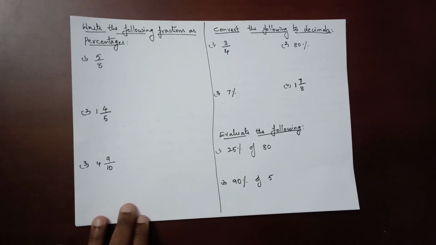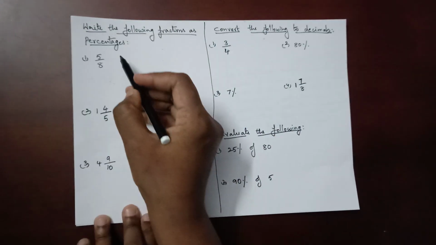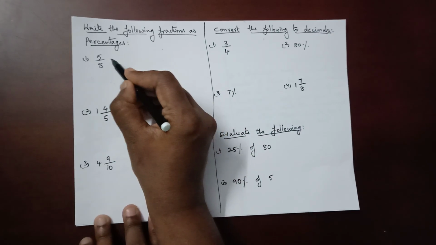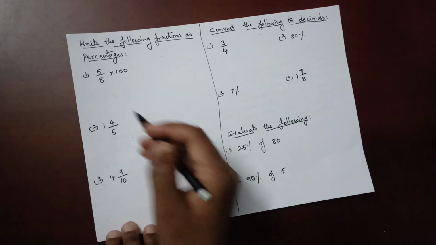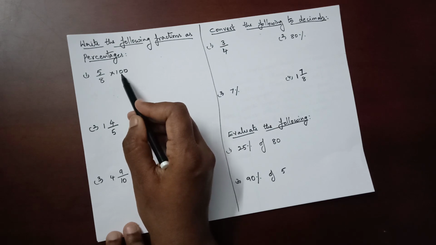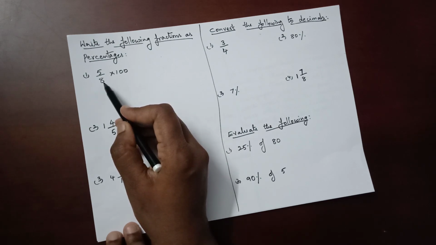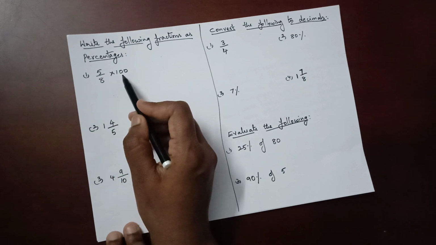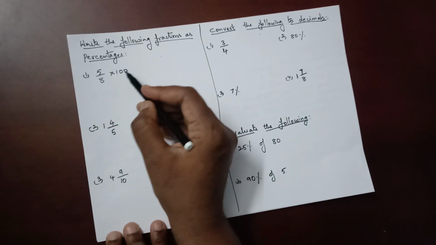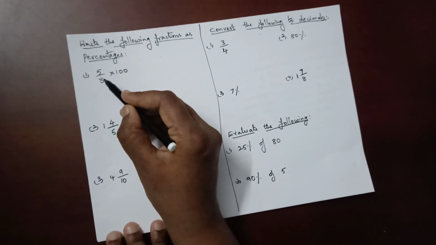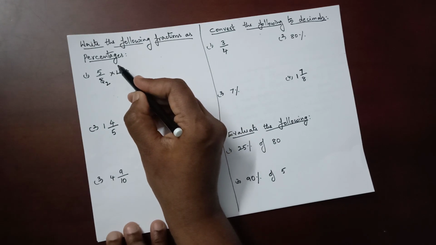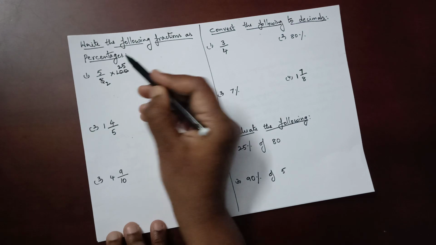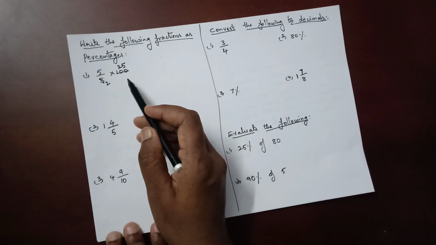Okay, now we will see how to do the problem. So this is 5 by 8 into 100. Any cancellations there, we'll cancel. See, 100 is an even number, 8 is also an even number, and 8 and 100 are both multiples of 4. So we can cancel these two numbers with 4. 4 2s are 8, 4 25s are 100.